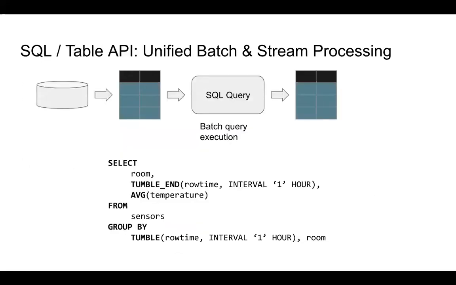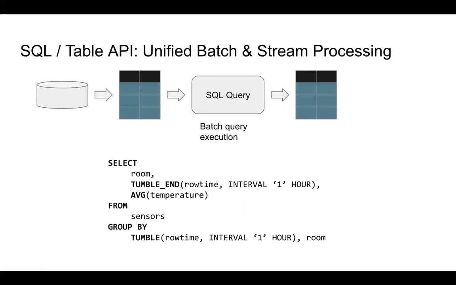Let's take a look at a more concrete example. Let's assume that we have in our database a table where we store for every room the temperature on a timely basis. And now we are interested in the average temperature in our rooms, in our house, in each hour. And that's the task. The way you can express and solve this problem is using the Flink SQL API. And you could write the query the following way.